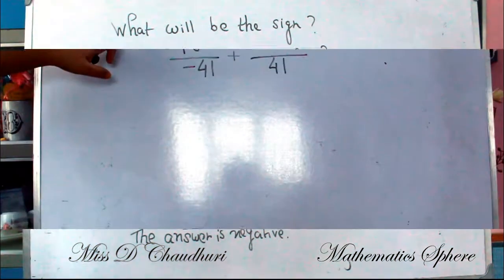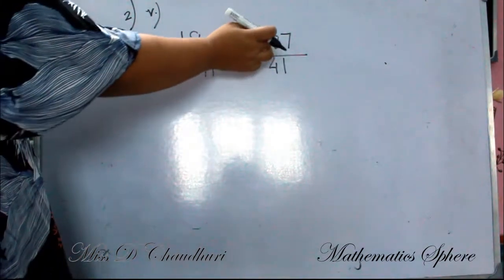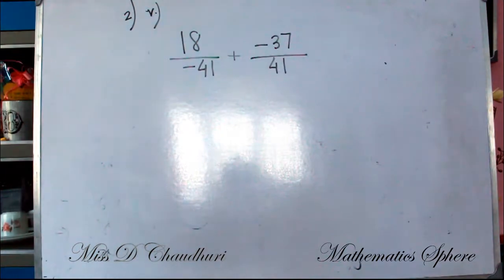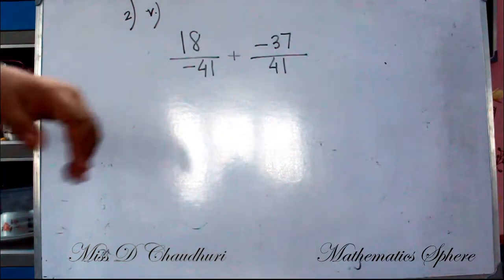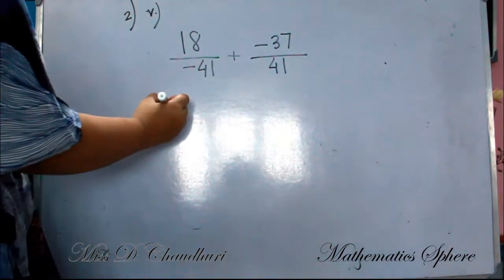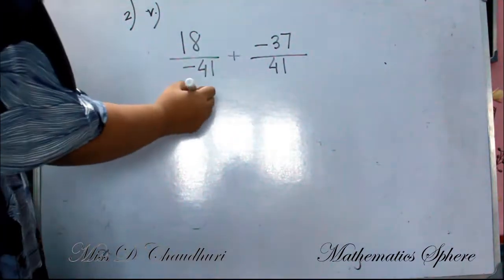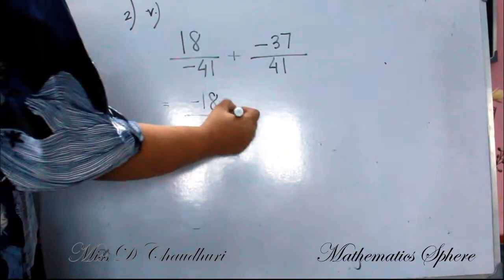Now let us see some of the sums under heading 2 of S. Chand's book. They have given 18 by minus 41 plus minus 37 by 41. Now the question which will come to your mind is how we are going to take the LCM of this minus 41. So my dear, what you will do, you are going to put this minus on the numerator, because first we are going to change it into the standard form.